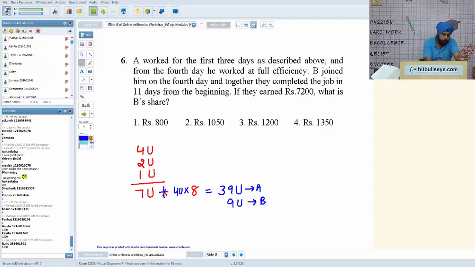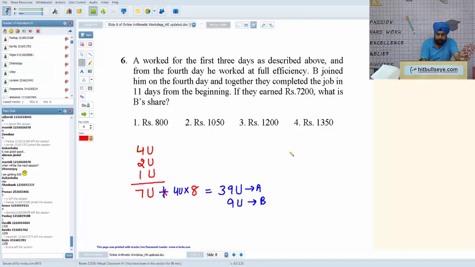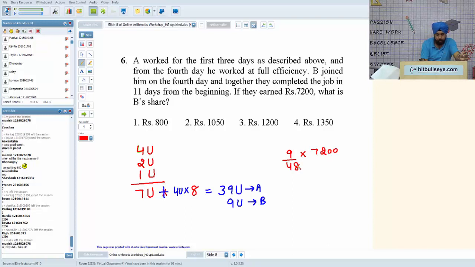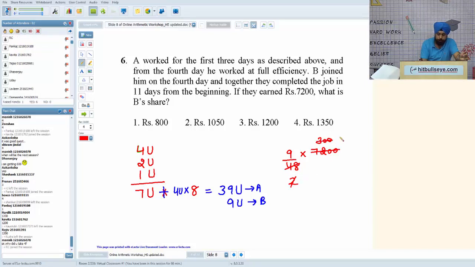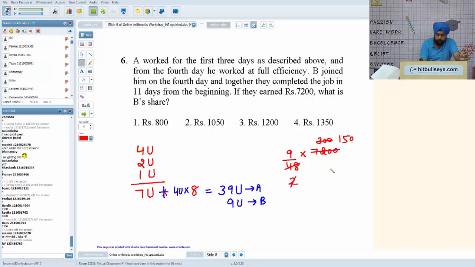Now make it over here only. If somebody does 9 units out of 48, he will get 9 by 48 of the profits only. Now 24 into 2, 24 into 300, and this gives you 150. Now students, 150 into 9 gives us 1350. So your answer comes out to be choice number 4.